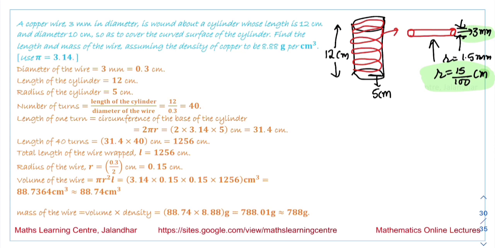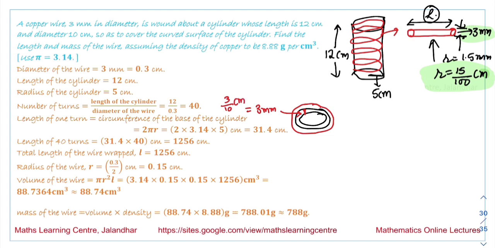We have to find the length and mass of the wire, assuming the density of copper is 8.8 grams per centimeter cube. Suppose the length of this wire that is required is equal to h. Suppose I am again considering a small portion of this cylinder. If we have given one rotation to this wire, then next we have given another rotation to this wire. This is the width of this wire, 3 mm, that is equal to 3 by 10 centimeter.